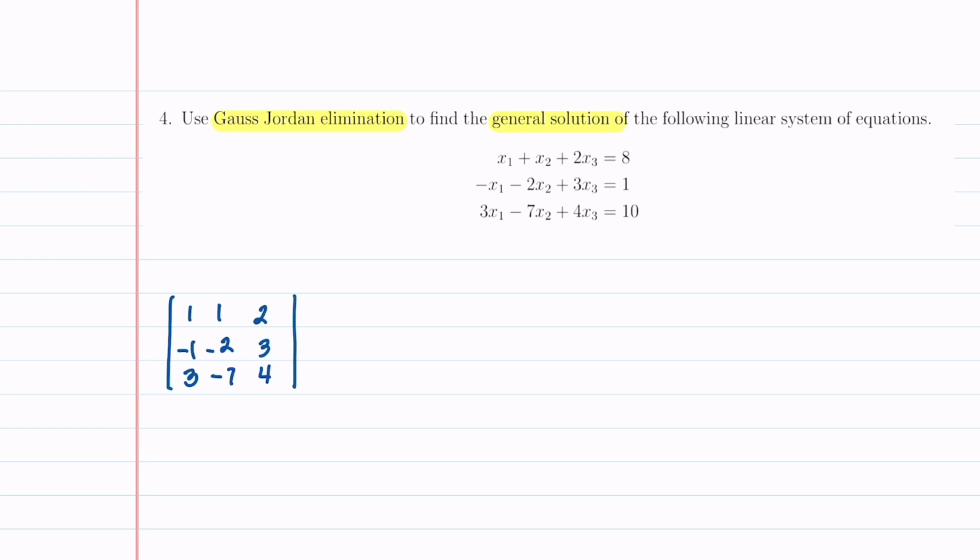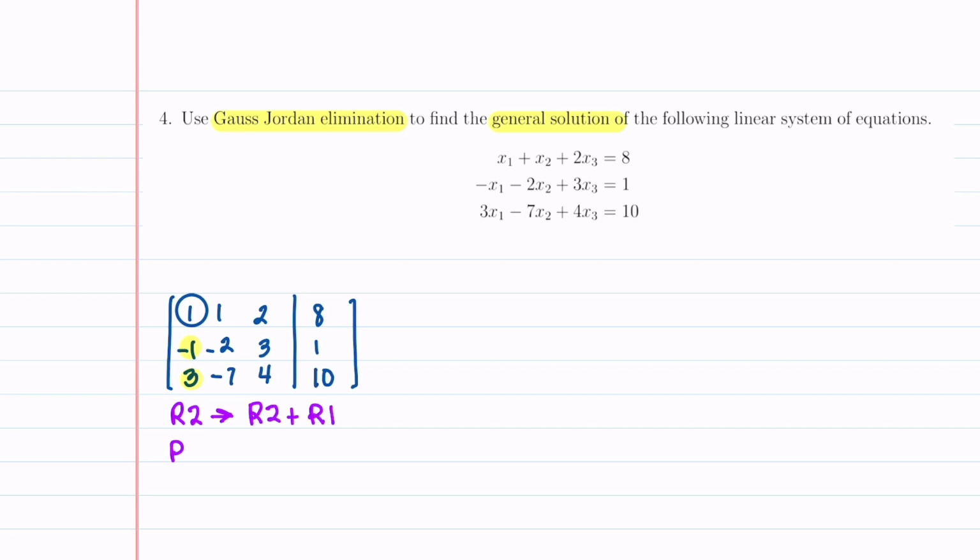And our right-hand side is 8, 1, 10. To do Gauss-Jordan elimination, we're going to work down and to the right. So the first thing that we're going to do is circle our first pivot. And then I'm going to highlight the entries below that pivot because those are the entries that we have to set equal to 0. So the row operations that we're going to use to get rid of the -1 is we're going to take row 2 and replace it with row 2 plus row 1.